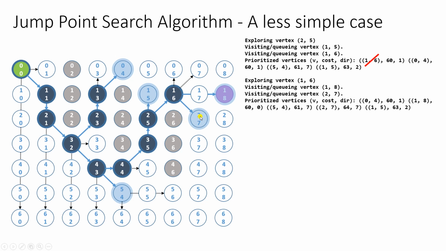And now what do we have? We have 2, 7, 1, 5 from before, 0, 4, 5, 4. Okay, so we have placed to the priority queue only 2 new vertices. Those are 1, 2 and 2, 7.